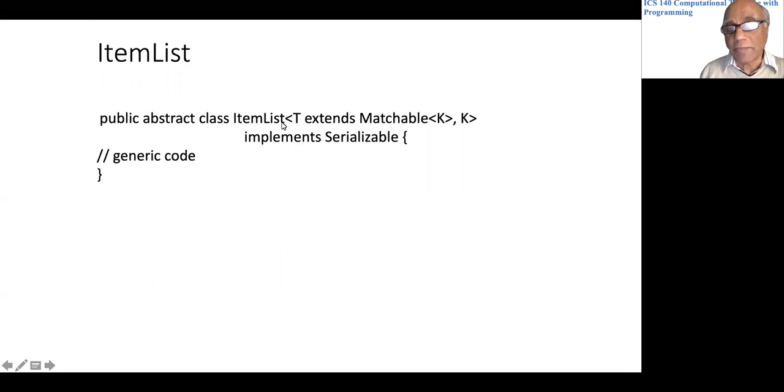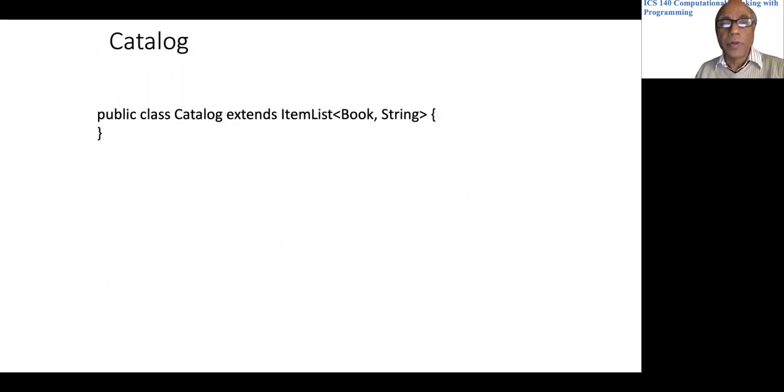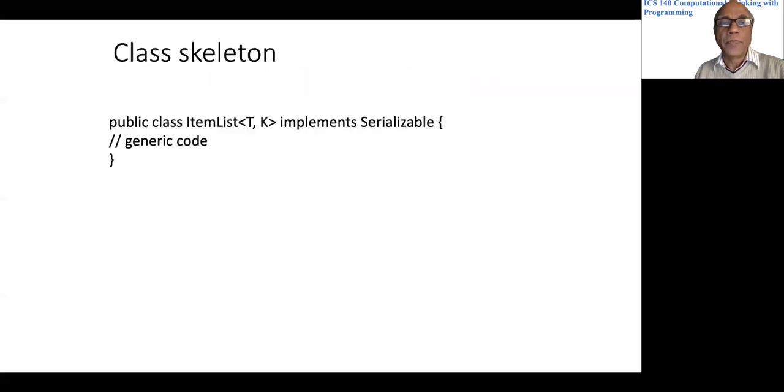And it has to implement serializable. The name of the class is item list, and it has two parameters. One is T, the other one is K. But this looks quite difficult. And what is it supposed to accomplish? Okay, let's take a look. Let's compare it with the previous version of this. We had previously public class item list T comma K.